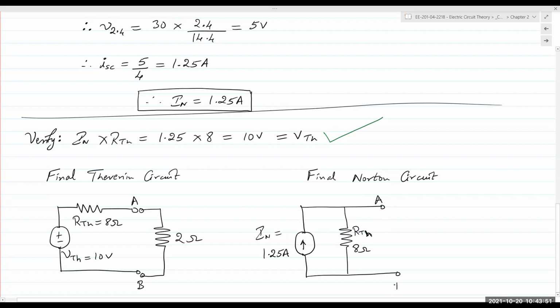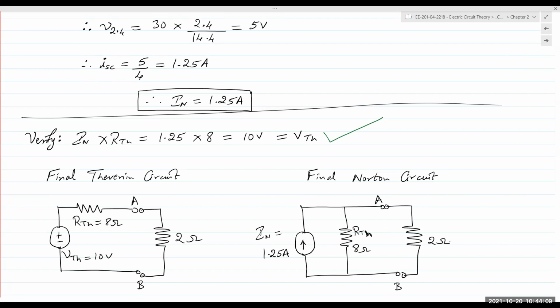This is terminal A, terminal B. This is where the 2 ohm resistor is connected back into the circuit. So we don't really care about the 2 ohm load resistor, right? That load could be anything we want. It does not affect our analysis at all.